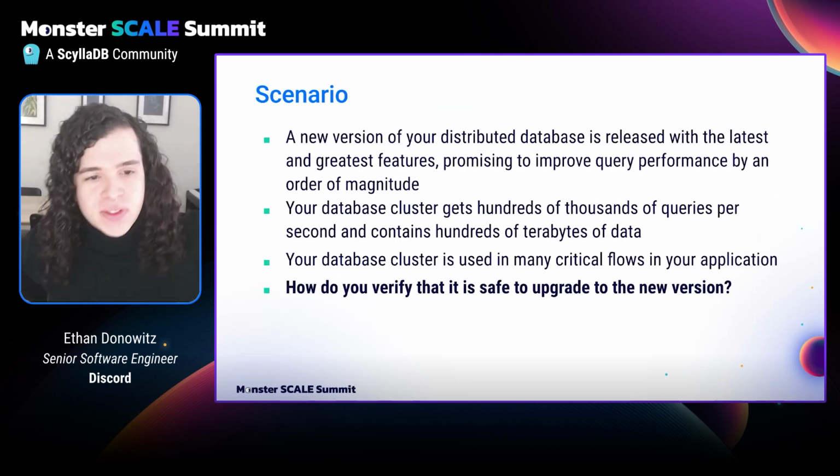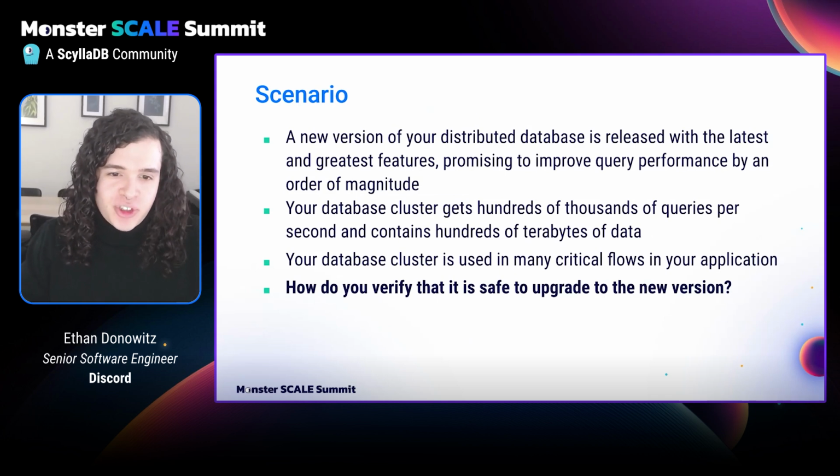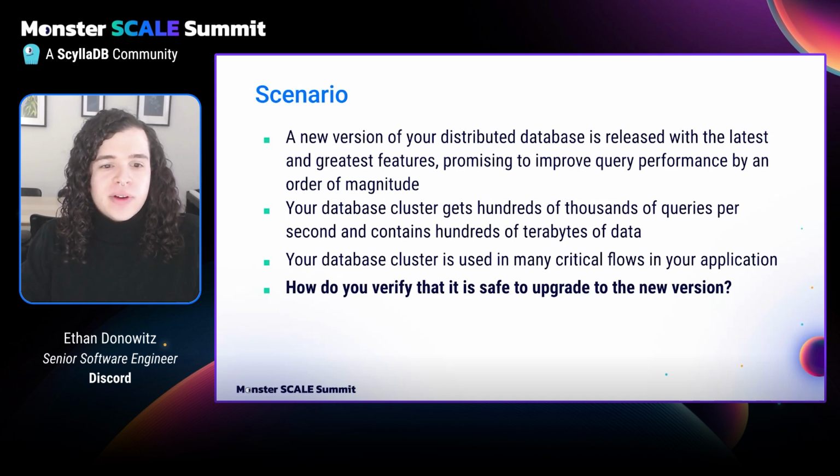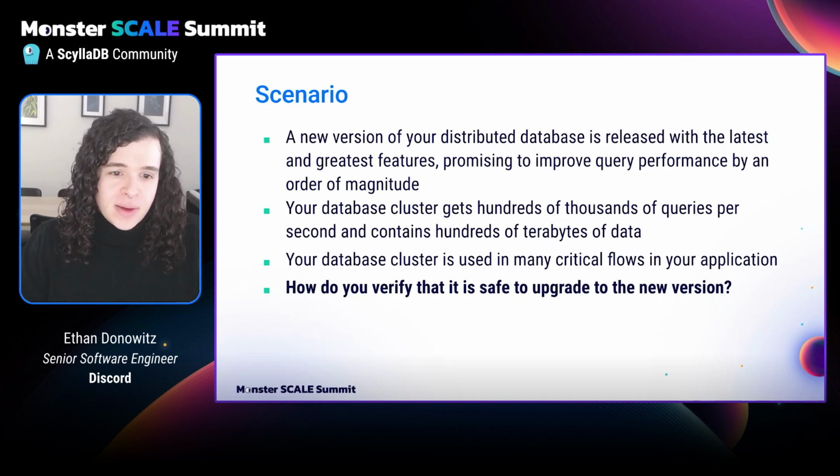So imagine this. You have a new version of your distributed database. It's released with the latest and greatest features, and it promises to improve query performance by an entire order of magnitude. But your database cluster gets hundreds of thousands of queries per second and contains hundreds of terabytes of data. Your database cluster is used in many critical flows in your application, so downtime would be a pretty bad thing. So how do you verify that it's safe to upgrade to the new version, and how do you actually perform that upgrade safely?